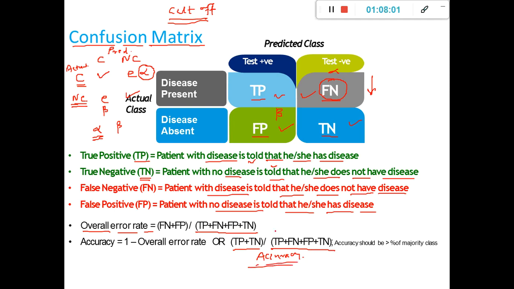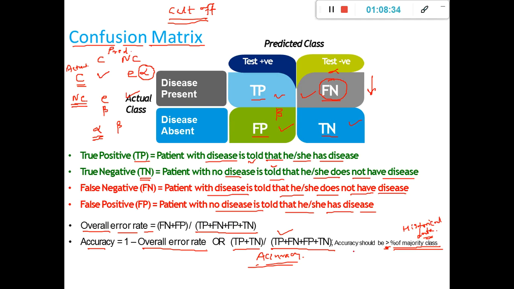This is the formula for accuracy. So either I can go for this formula to calculate the accuracy, or I can calculate the accuracy with 1 minus overall error rate. 1 minus error is my accuracy, and my accuracy should always be greater than the percentage of the majority class. When we say majority class, we are talking about the majority class in the historical data.